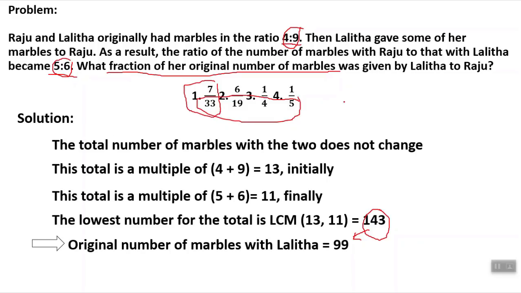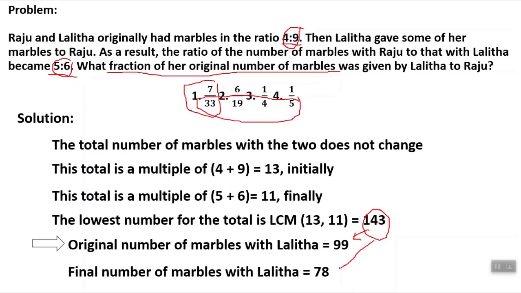Now if you do not believe that it can be so simple, then you might work out the final number of marbles with Lalita, which is going to be 6 over 11 times 143, which is 78. So she must have given 21 marbles to Raju, and the fraction will then come out to be 21 over 99, which is the same as 7 over 33. But you did not even have to proceed to that final step. You could have chosen the option. You're lucky, I admit, but then you make your own luck as well.